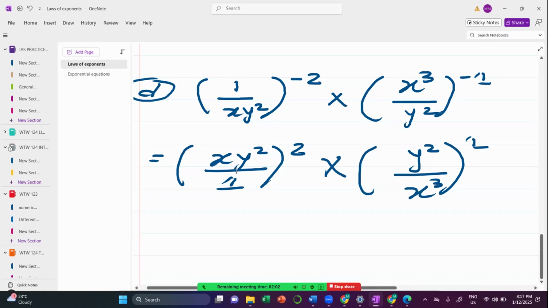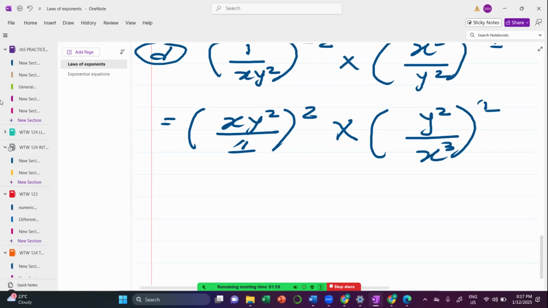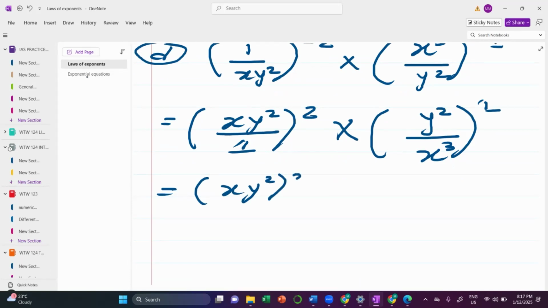Guys? Yes, sir. Okay. So this can just be, because I'm dividing xy squared by 1, it's just simply what? Xy squared, right? All to the exponent of what? 2. Do we agree? Because I'm just simply dividing by what? By 1.